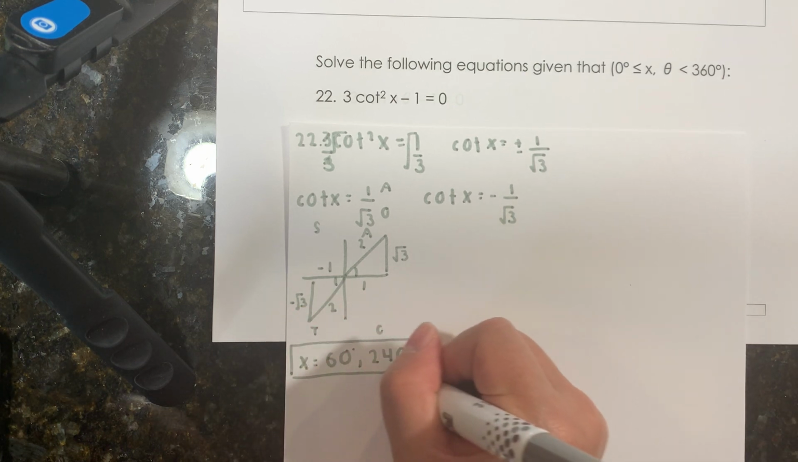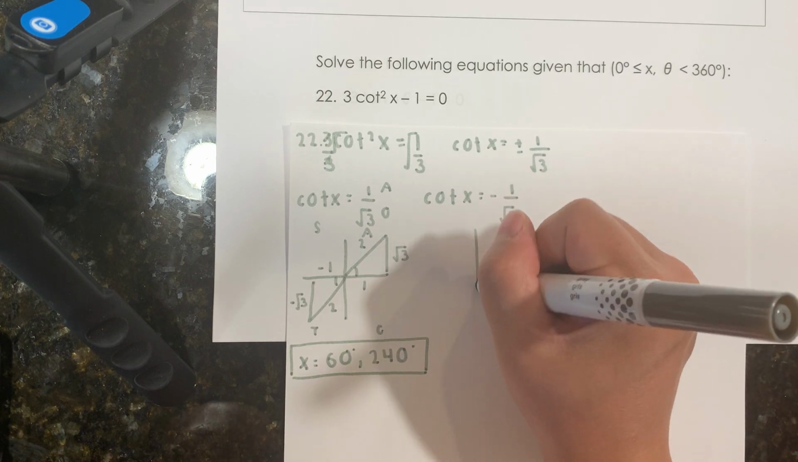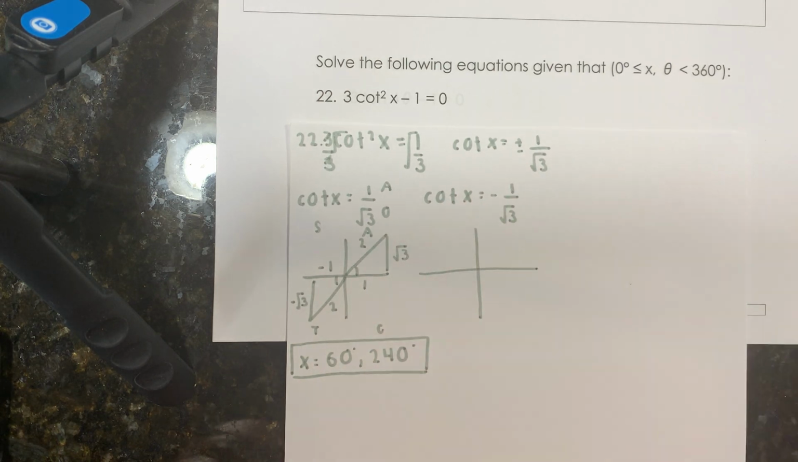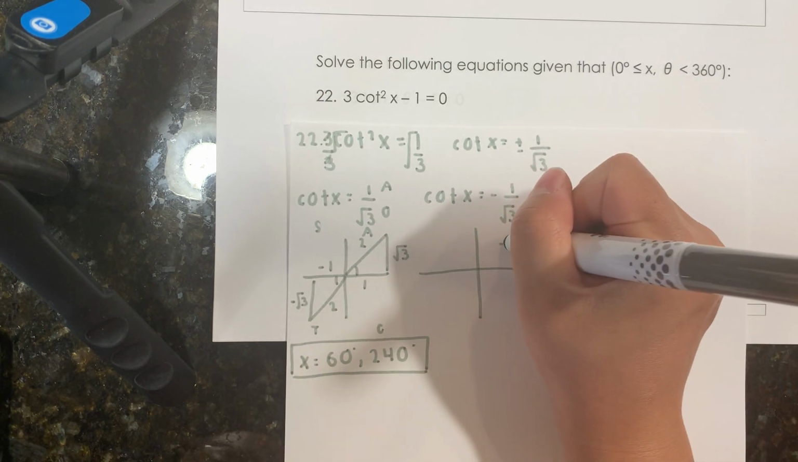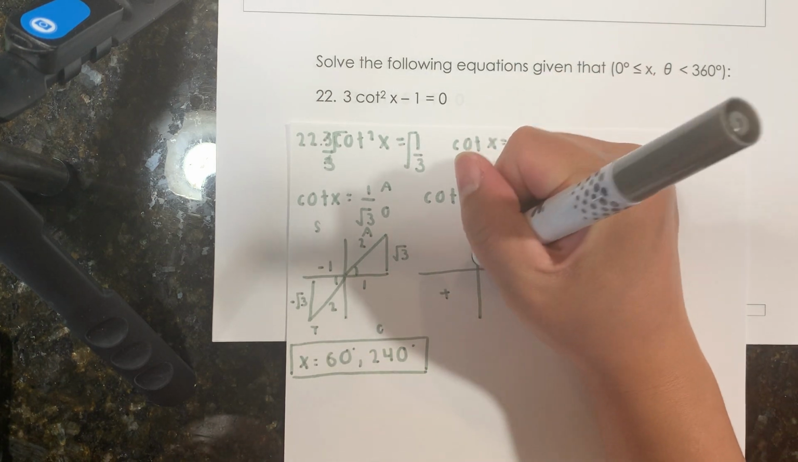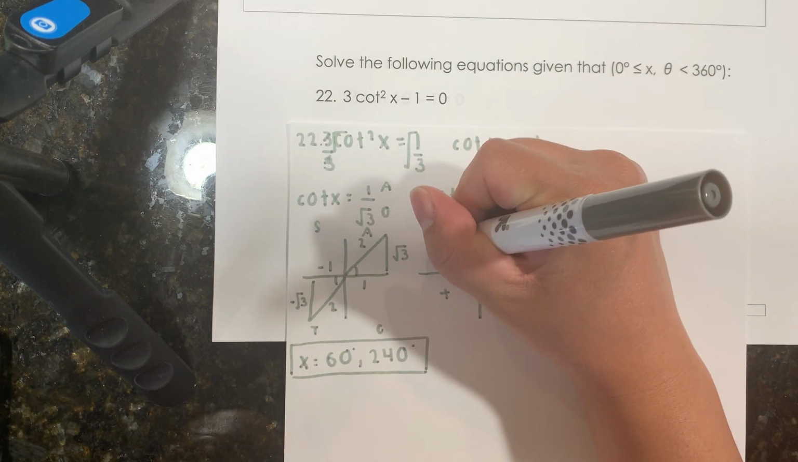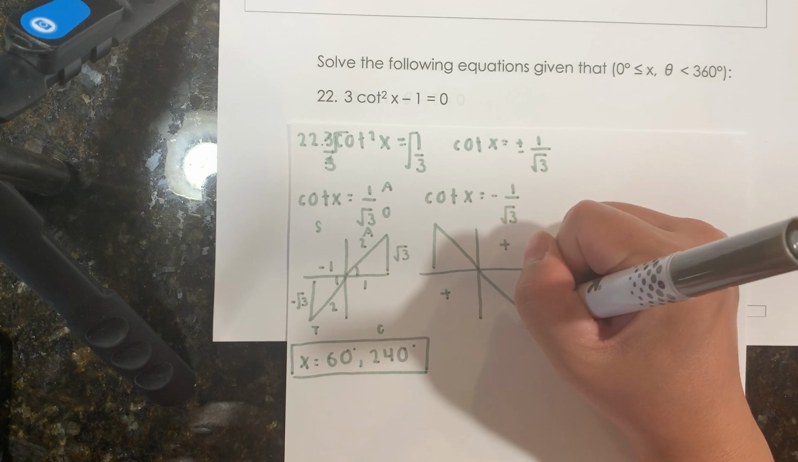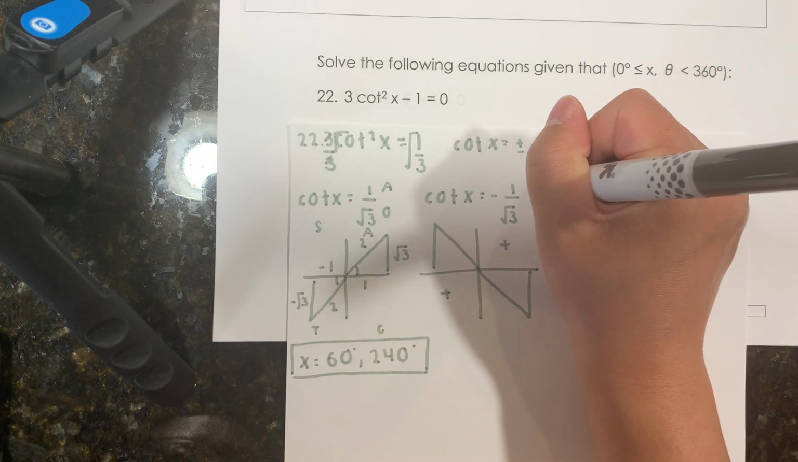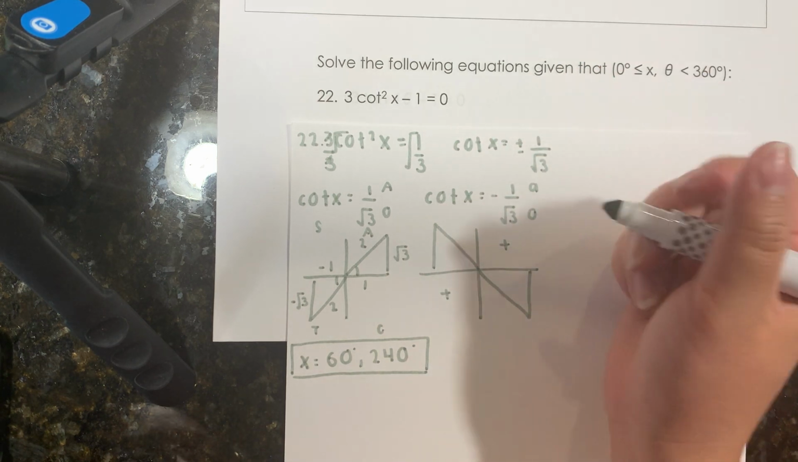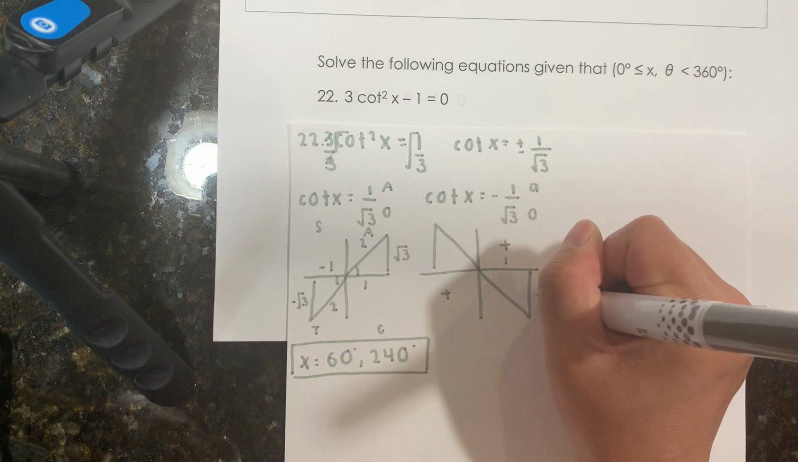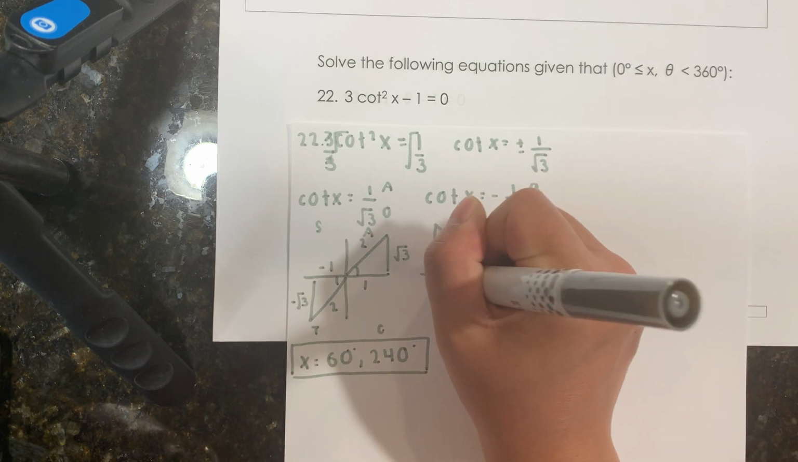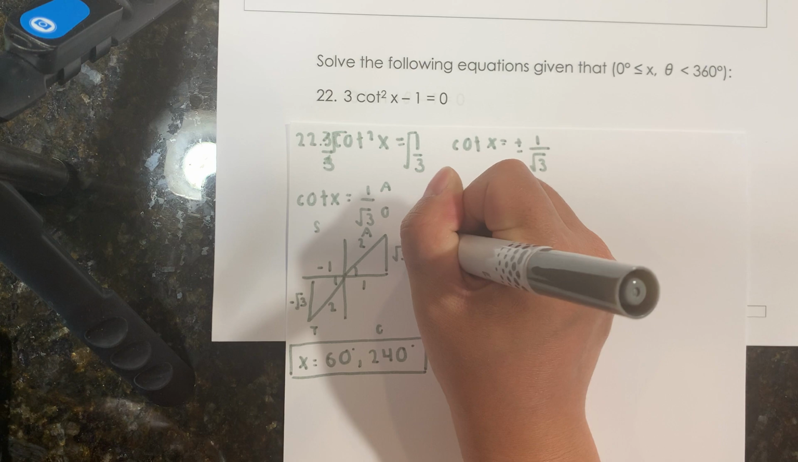Now for the second one, I'm going to do the same thing, but instead of finding where it's positive, I'm looking for where it's negative. It's positive in 1 and 3, which means it's going to be negative in 2 and 4. And this is going to be adjacent over opposite. This is 1, negative √3, negative 1, √3.